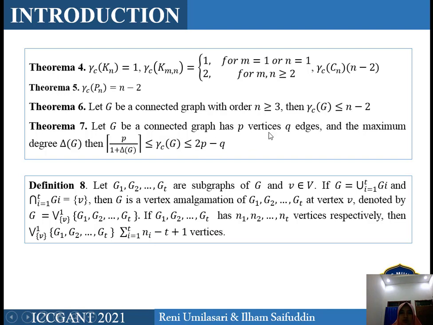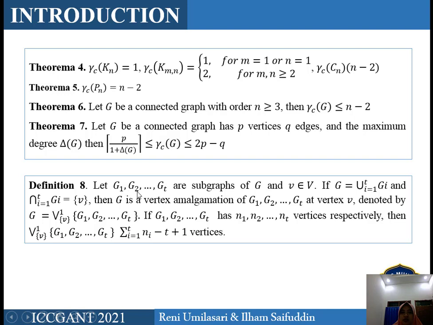And this is for the lower and upper bound of the connected domination number based on the cardinality of the vertex set and edge set, and also the maximum degree. Because we will show some connected domination numbers of graph amalgamation operation, especially for vertex amalgamation. So here I give the definition of vertex amalgamation.